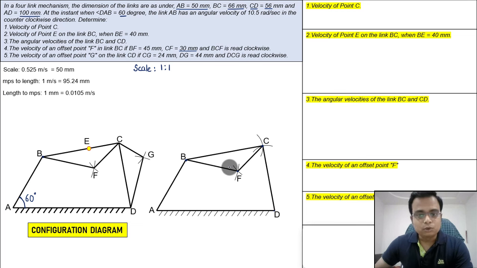That's why we took these arcs below BC. Had we taken them above BC, then it would have read anti-clockwise, which is not a condition given in the problem. I hope you can understand this.